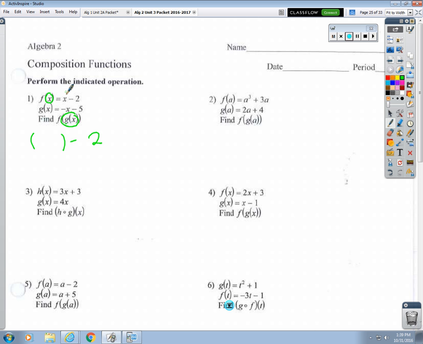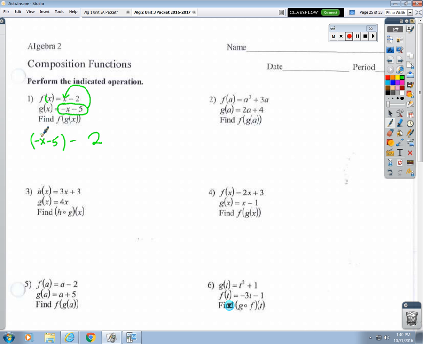But they don't want you to write the x. They want you to replace it with the g of x function, which is negative x minus 5. They want you to plug the g function into the x of the f function. Okay, let me say that again. See how g is kind of sitting inside the f function? They want you to take the g function, which is this, and plug all of that into the x place of the f function.